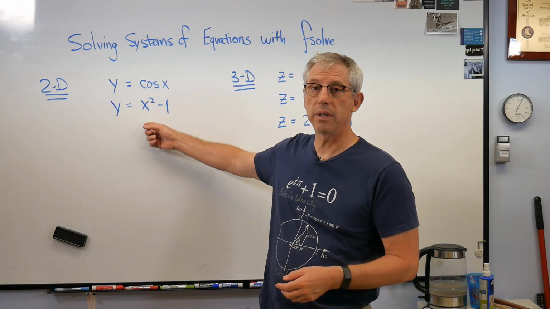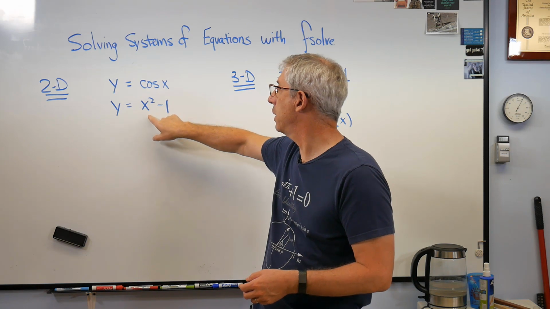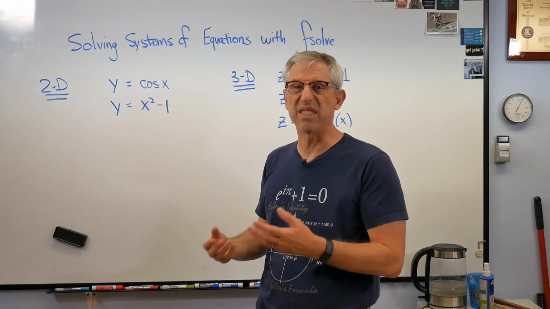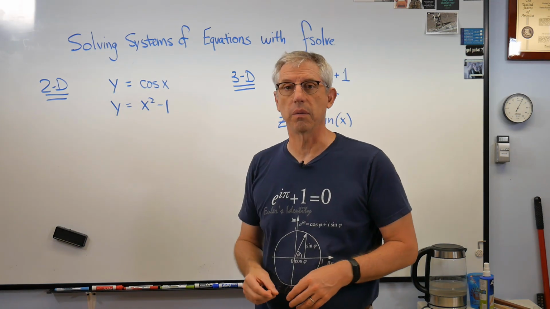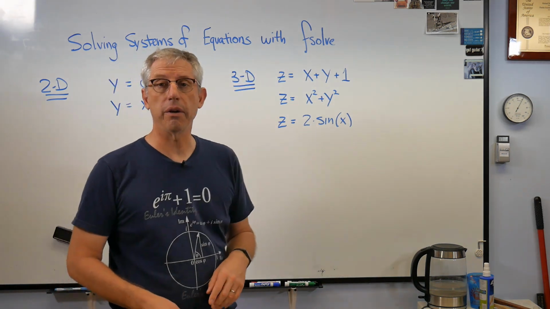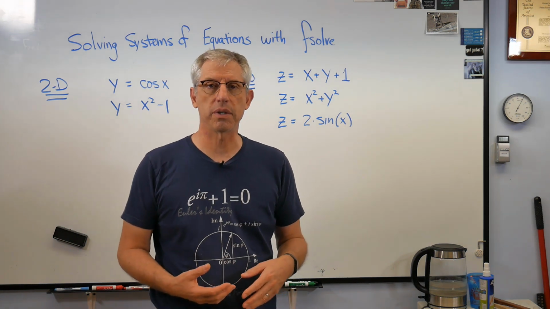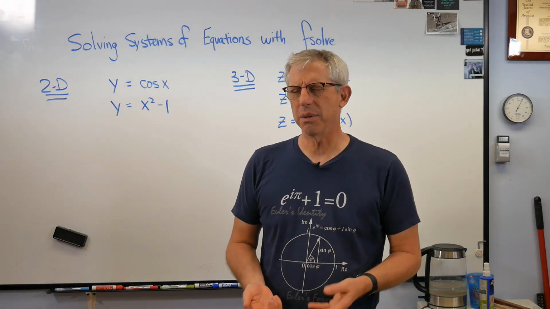So this is a system of two equations. y equals cosine x and y equals x squared minus 1. That's a system. They share the variables x and y. Here's a system of three equations. There they are right there, and they share the variables x, y, and z. So mathematicians call them a system. That's all that means. So what's nonlinear mean?